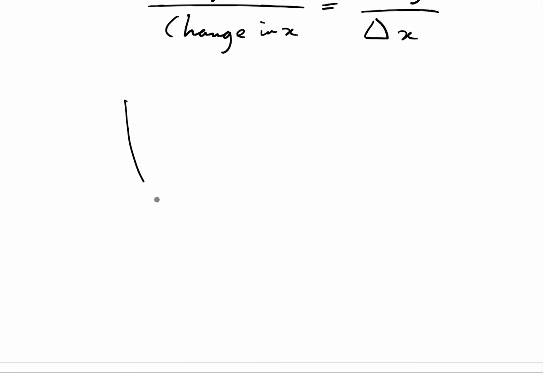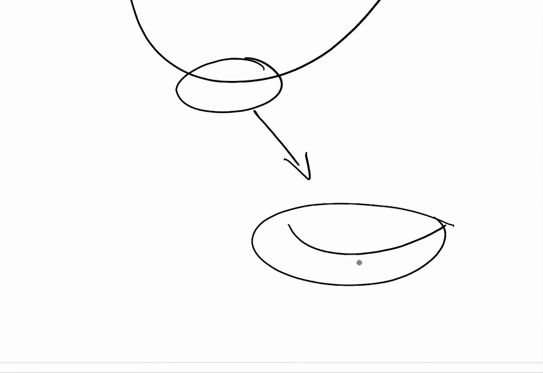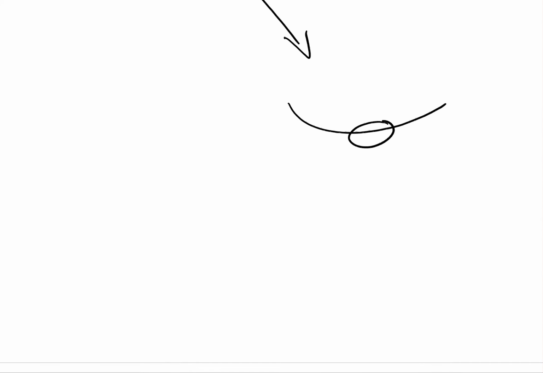Let's consider some general curve like this. And let's consider a small section of that curve and blow this up. So it's going to look something like that. And then let's consider a smaller section of that curve again. So this is this section blown up. Let's consider a smaller section. Well, that's going to look something like that.